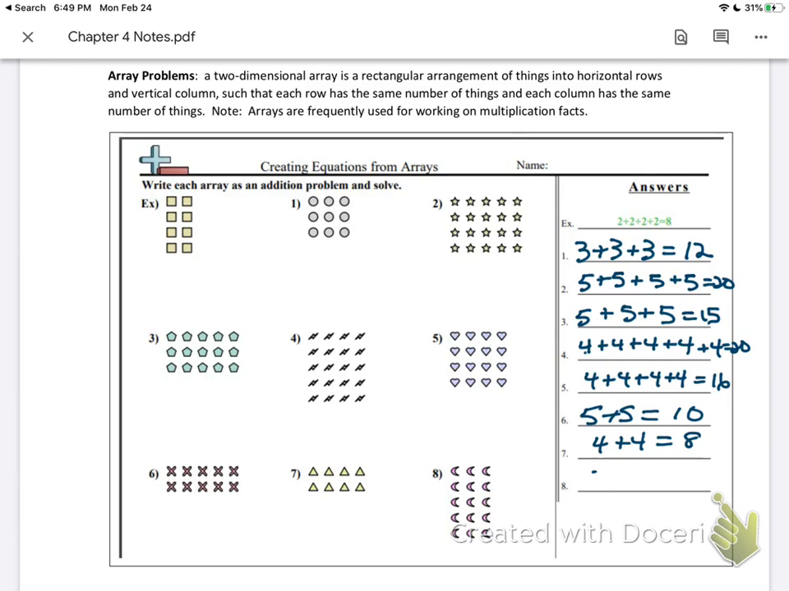For the triangles, 4 plus 4 gives me 8. And for the moons, 1, 2, 3, 4, 5. I have 5 of them. 3 plus 3 plus 3 plus 3 plus 3 gives me 15. Okay, so that's taking your problems and taking their arrays and making them addition problems. But since you have equal quantities, we can make it multiplication as well.